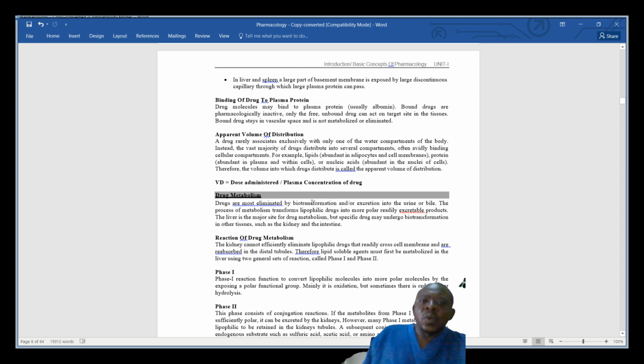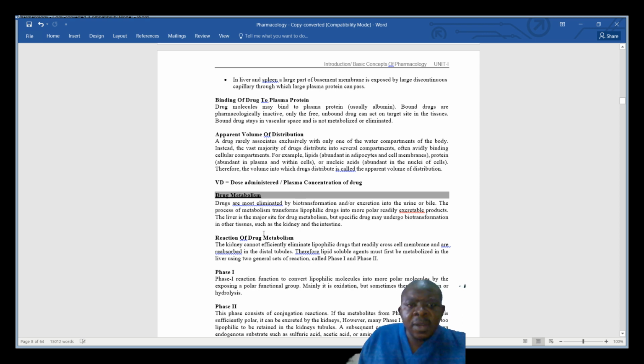So you have to divide. Let's say the dose administered is 500, then the plasma concentration you find is 250. So 500 divided by 250, that is 2. So the volume of distribution then becomes 2. For this one, I have a series of lessons where I teach how to calculate and give you a lot of examples on volume of distribution calculation for drugs.